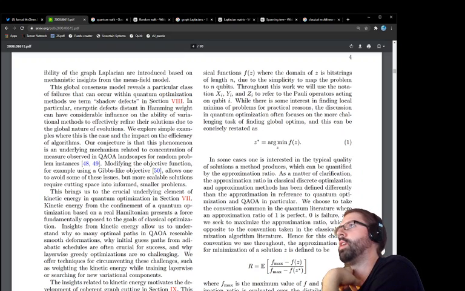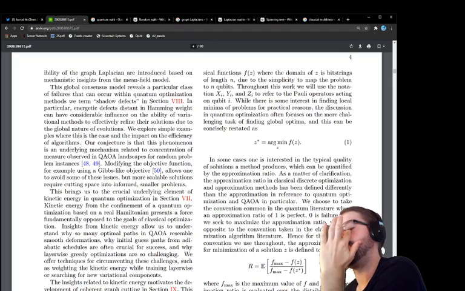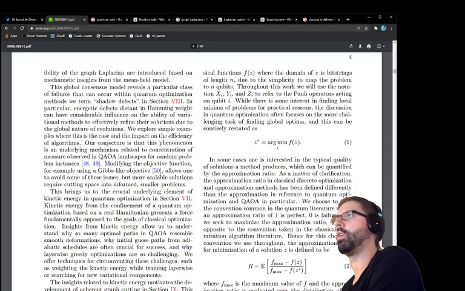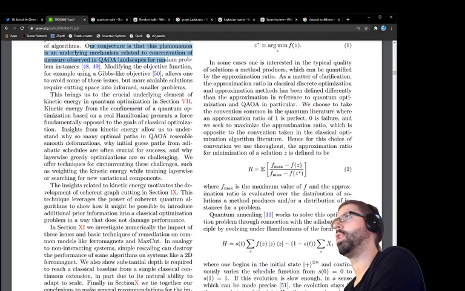In particular, energetic defects distant in Hamming weight can have considerable influence on the ability of variational methods to effectively refine their solutions due to the global nature of evolutions. That would be interesting to understand, what the shadow effects are. Simple examples where this is the case, and the impact on the efficiency of algorithms. Our conjecture is that this phenomenon is an underlying mechanism related to concentration of measure observed in the QAOA landscapes for random problem instances. So you modify the objective function, you can avoid some of these issues.